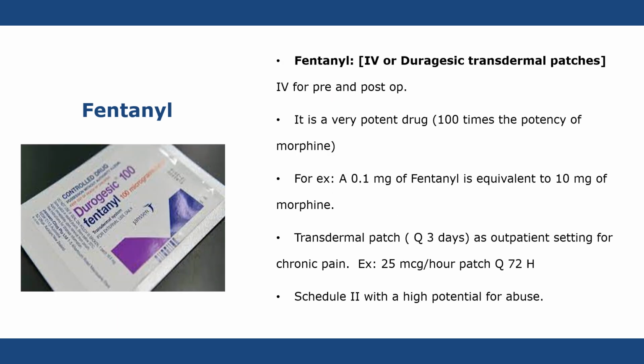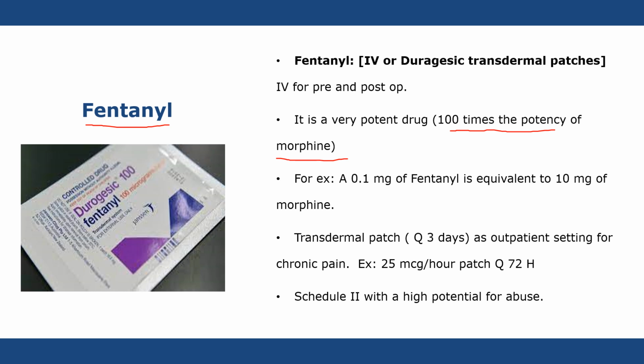Okay, so the next drug is fentanyl. Fentanyl either comes as IV or maybe like Duragesic transdermal patches. We use IV for pre or post-op. It is a very potent drug, 100 times the potency of morphine. So remember earlier we talked about Dilaudid being 5 times the potency of morphine. This is 100 times. So that tells you how potent this medication is.